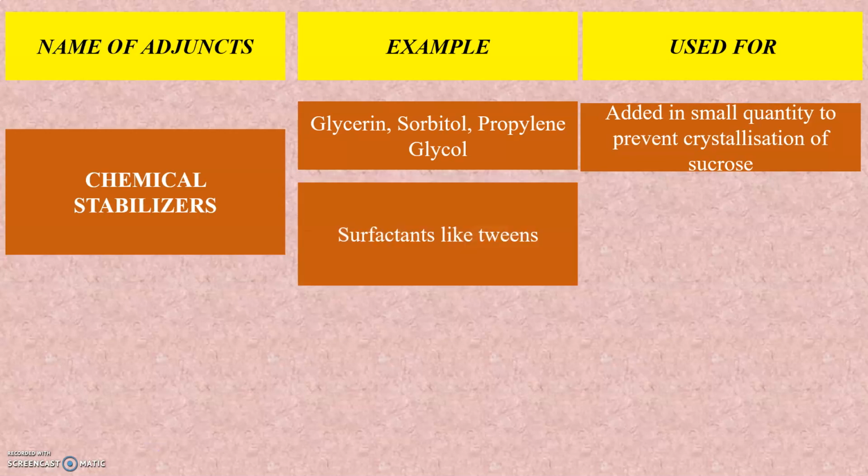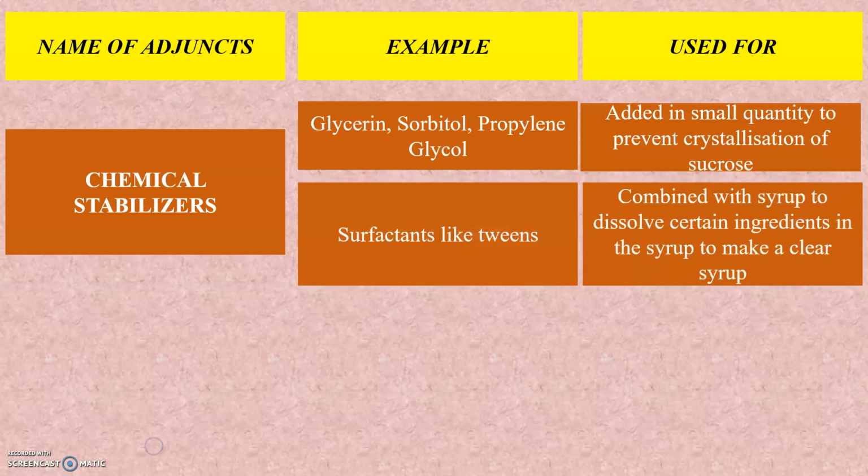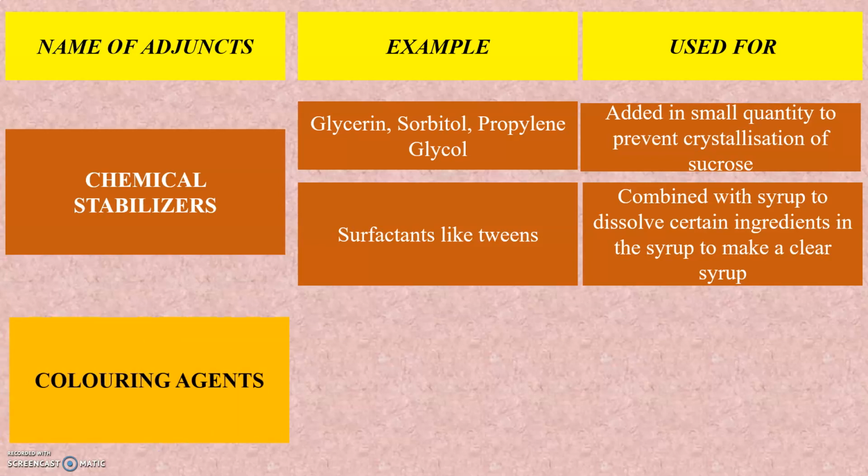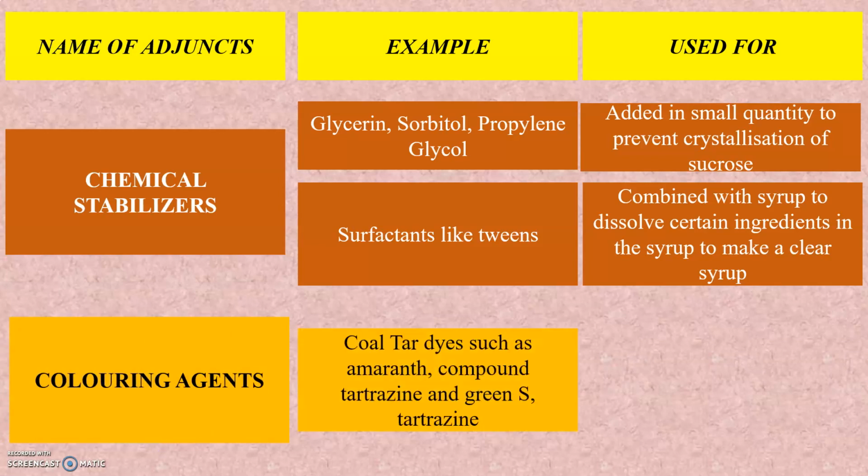Then surfactants like Tweens are added or combined with syrup to dissolve certain ingredients in the syrup to make a clear syrup. And the next adjunct is the coloring agents, in which coal tar dyes such as amaranth, compound tartrazine, and green S and tartrazine are added for coloring the syrup.